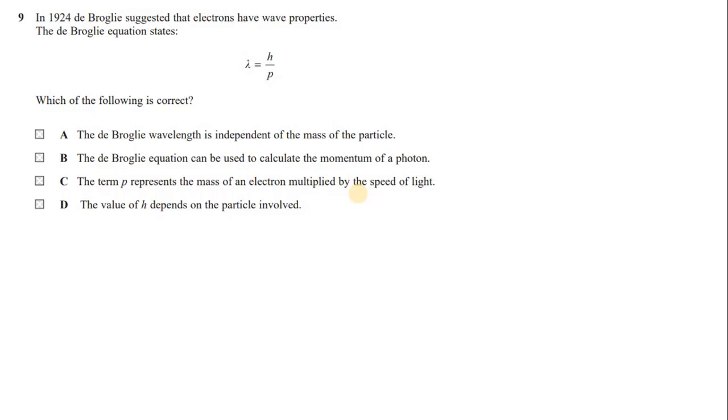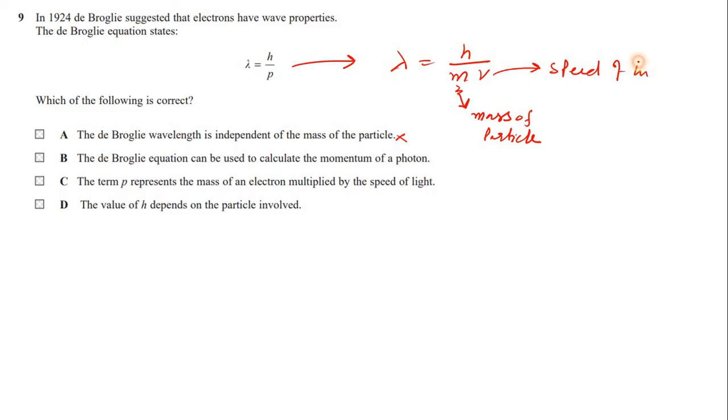Question number 9. In 1924, de Broglie suggested that electrons have wave properties. The de Broglie equation states lambda is equal to h upon p. Which of the following is correct? The de Broglie wavelength is independent of the mass of the particle. No, because this equation for a particle wavelength can be written as lambda is equal to h upon mv, where m is the mass of the particle and v is the speed of the particle.